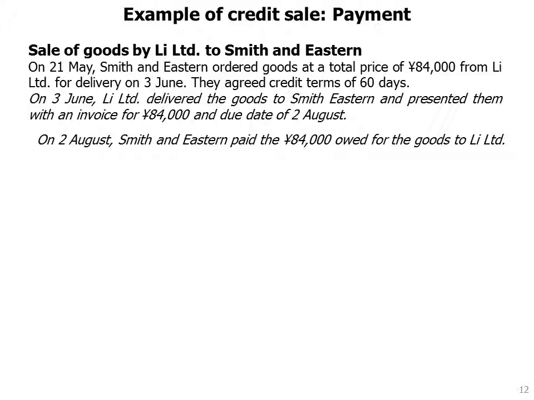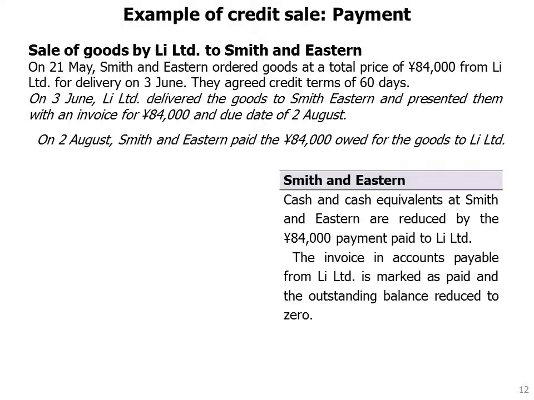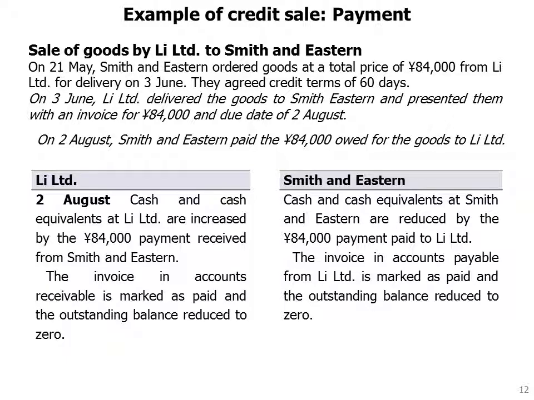On the 2nd of August, Smith & Easton paid the 84,000 yuan owed for the goods to Lee Limited. So at Smith & Easton, when they pay the invoice, cash and cash equivalents will be reduced by the 84,000 payment made to Lee Limited. The invoice and accounts payable from Lee Limited is marked as paid and the outstanding balance reduced to 0. At Lee Limited, the cash and cash equivalents are increased by the 84,000 yuan payment received from Smith & Easton. The invoice and accounts receivable is marked as paid and the outstanding balance reduced to 0.